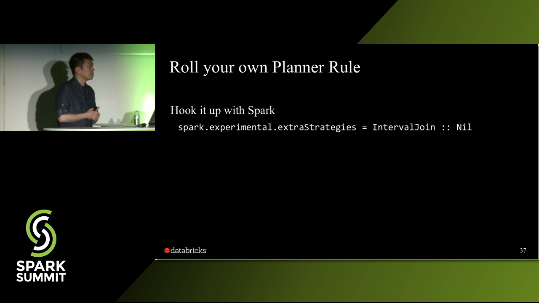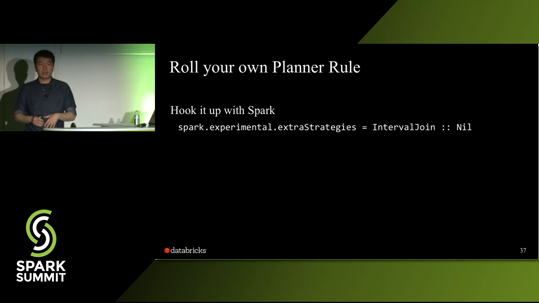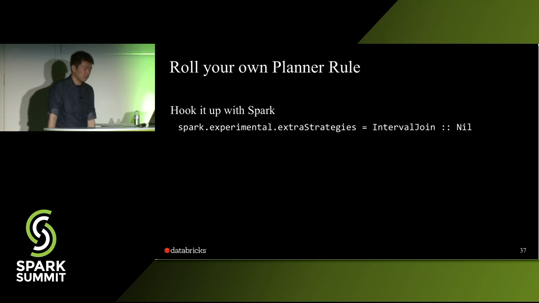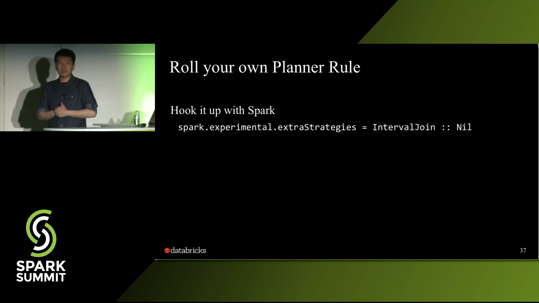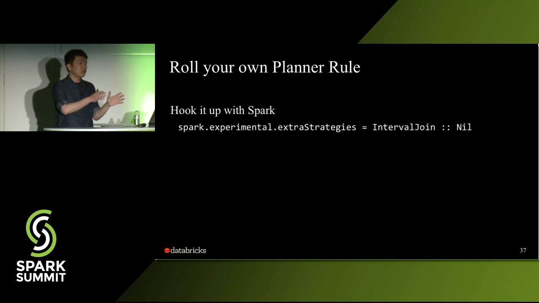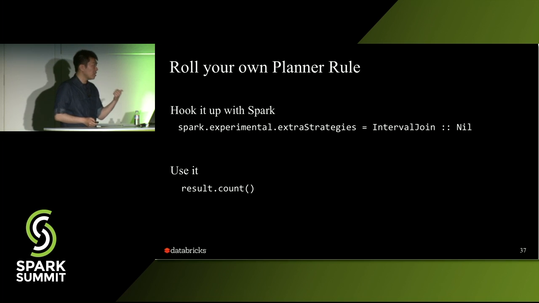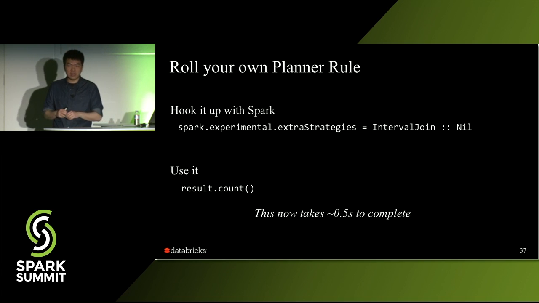After we have this customized rule called interval join, we can hook it into Spark, and we don't need to change the code of Spark. What we can do is hook this strategy through the experimental.extraStrategies extension point provided by Spark session. Then this rule will be part of Spark's query planner, and we'll run it. It will take less than 0.5 seconds to finish.